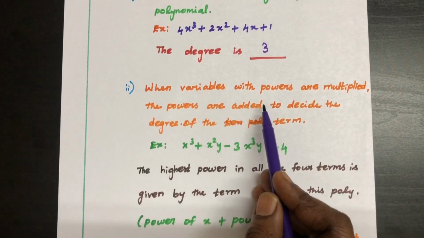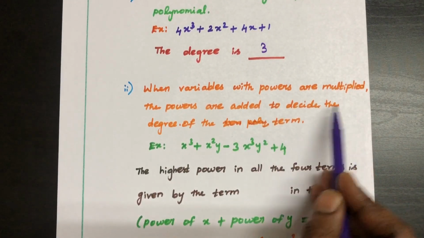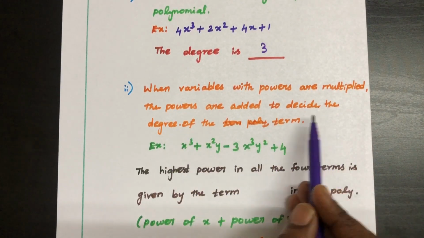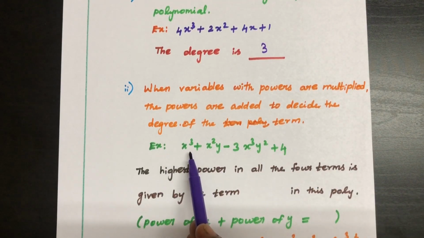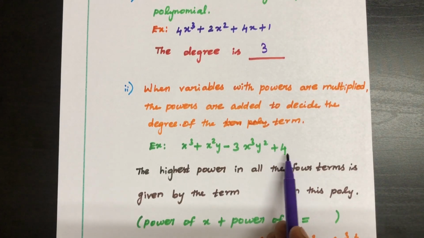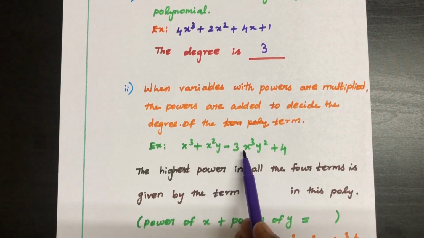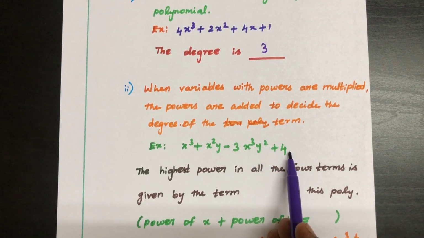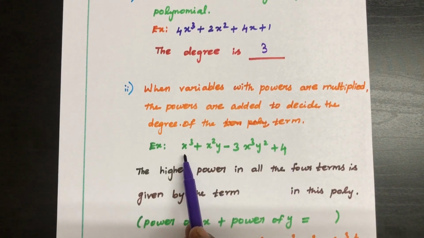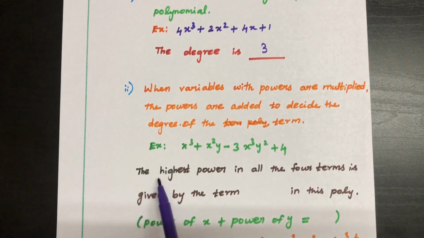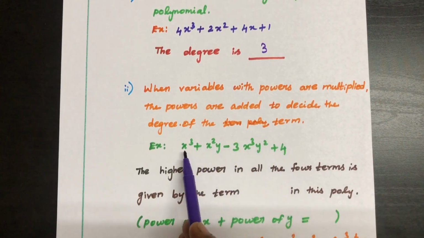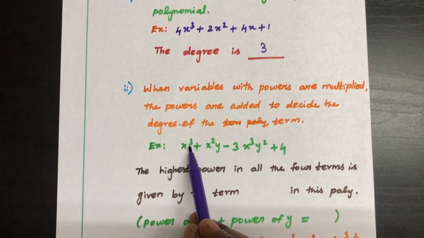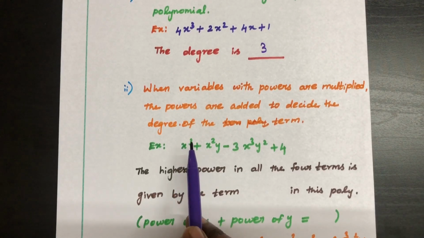Next, when variables with powers are multiplied, the powers are added to decide the degree of the term. If the variables are combined like this, x cube plus x square y minus 3x cube y square plus 4, and you are asked to give the highest power in all the 4 terms, just look into the terms. So, we need to add the powers. Here x cube, only one variable is there, it is 3.